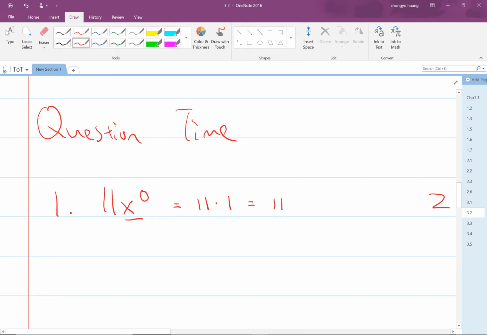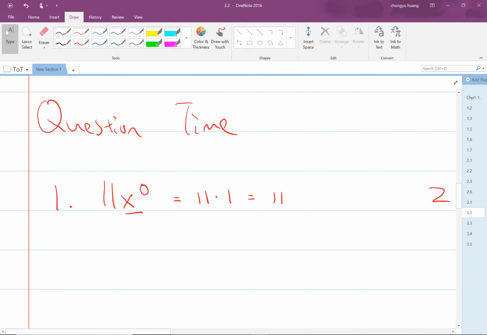So remember the property we've been talking about before. The property says a to the power 0 is equal to 1. No matter what the variable is, with the power of 0 it's always going to be 1, right? So therefore here it is 11 multiplied by 1 equals 11. So this is the solution for question 1.